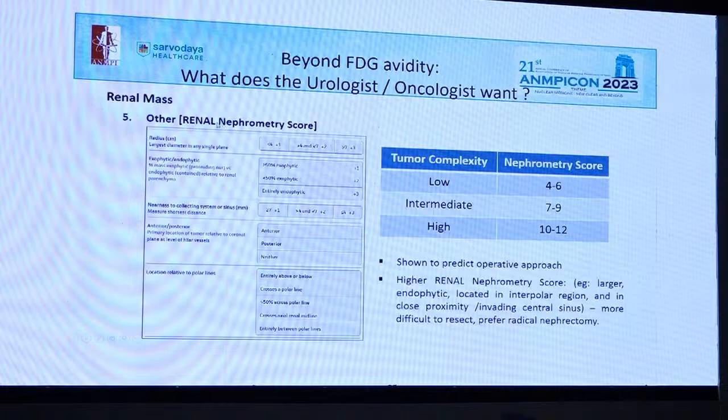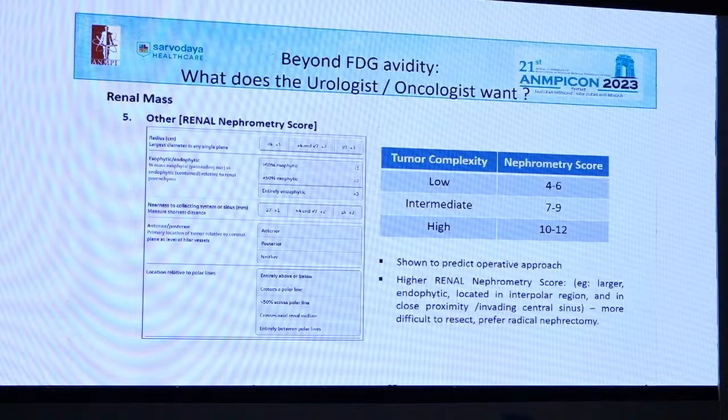Basically, here is an acronym: R for radius, E for exophytic/endophytic, N for nearness to the collecting system or sinus, measured in millimeters, A for anterior or posterior location of the tumor, and L stands for location related to the polar lines. A score of 1 to 3 is assigned to each, and the total gives us the nephrometric score.